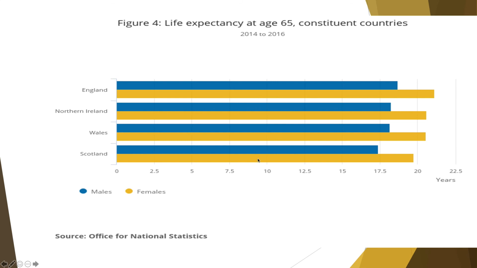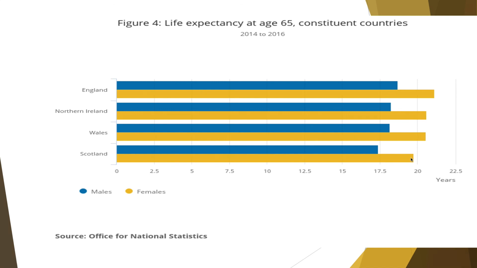What can I see from this graph? I can see that life expectancy for women is more than men in all constituent countries. You can also see that Northern Ireland and Wales are pretty much neck and neck in their life expectancy for both men and women. And the lowest life expectancy happens to be in Scotland.